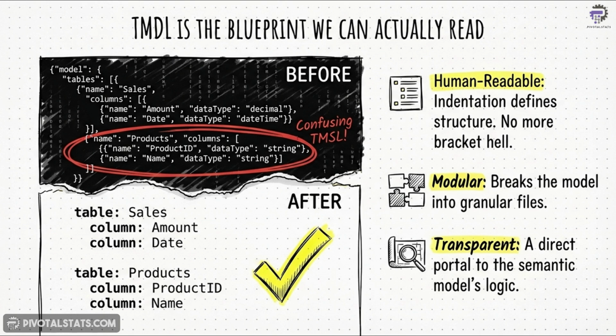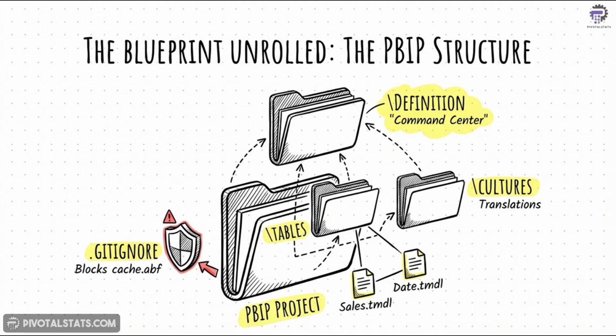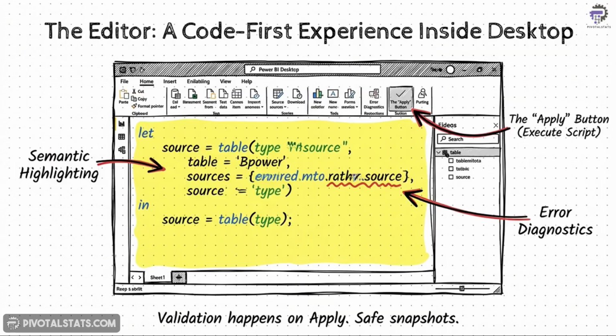But now TMDL lets us bypass all those uncertainties. It gives us a human-readable indentation-based syntax that replaces the old messy JSON scripts. Now, a few of the key improvements that we get with TMDL is, unlike the TMSL, TMDL breaks your model into a folder hierarchy. Each table has its own file like table1.tmdl, table2.tmdl, and each role has its own file, etc. It looks like clean indented text. You don't need to be a machine to understand the logic.